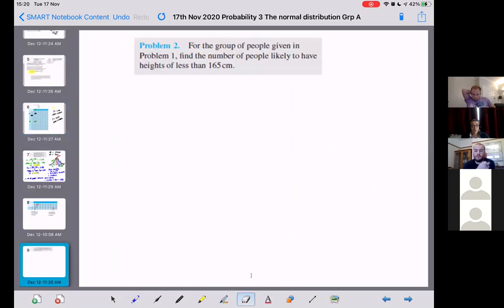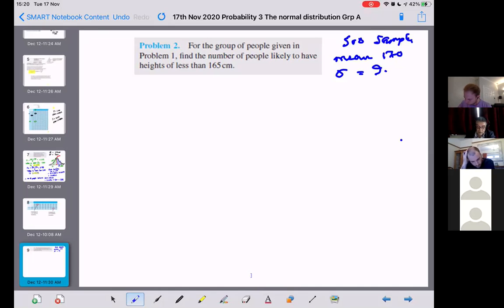Let's have a look at a slightly different one. For the group of people given in problem 1, so we've got the same group of people, 500 sample. Mean was 170, and standard deviation was 9. So for the same group of people, find the number of people likely to have heights of less than 165 centimeters.